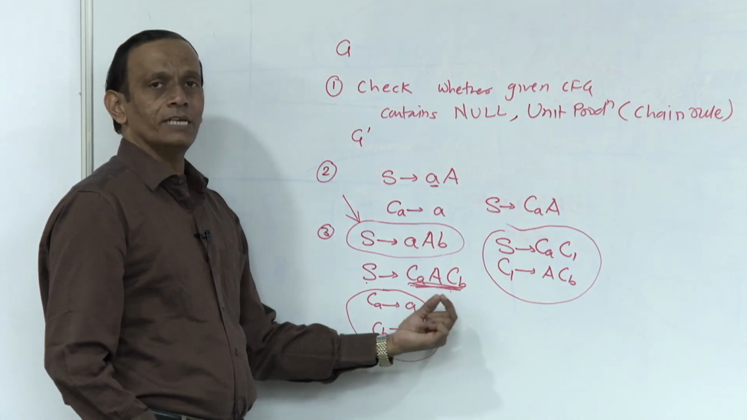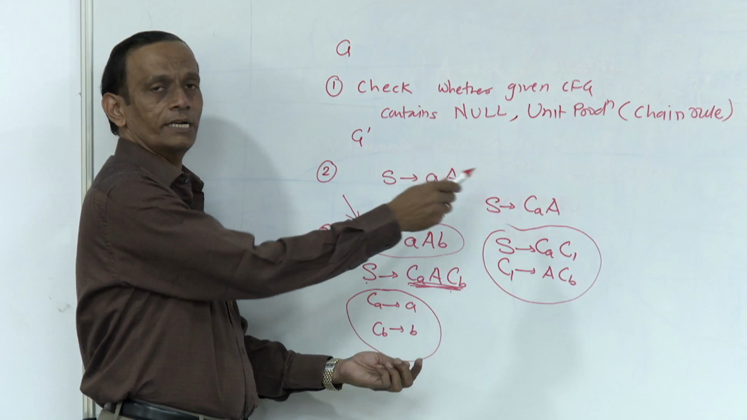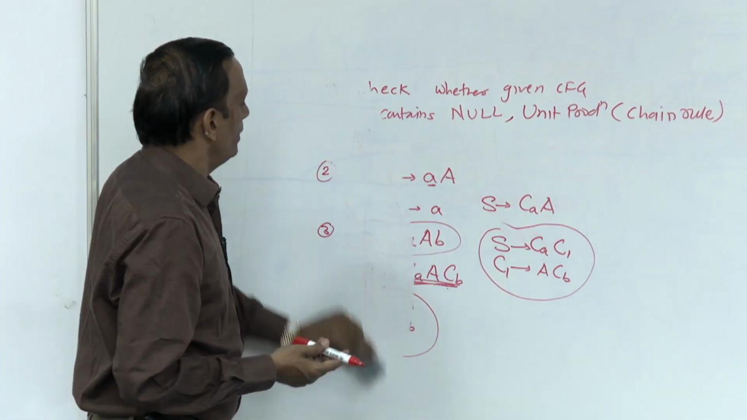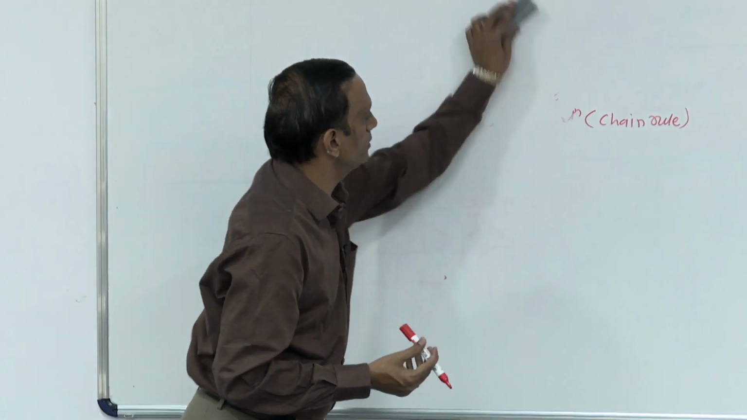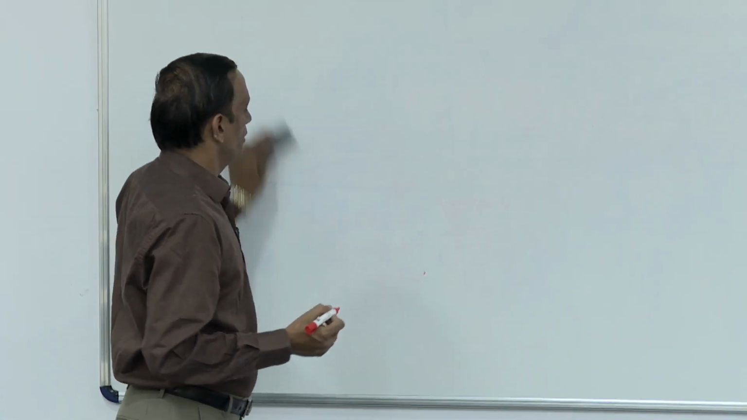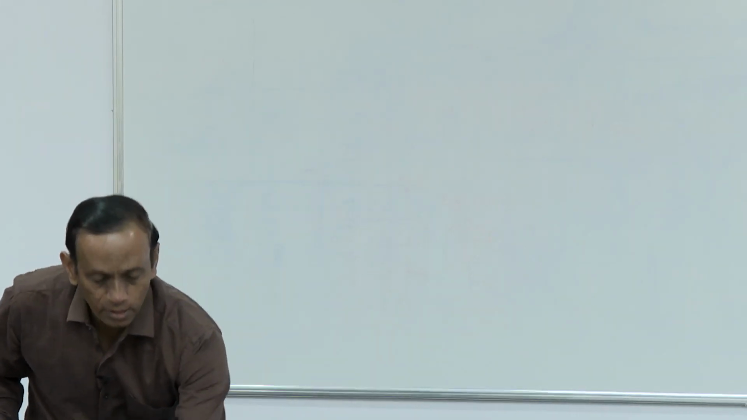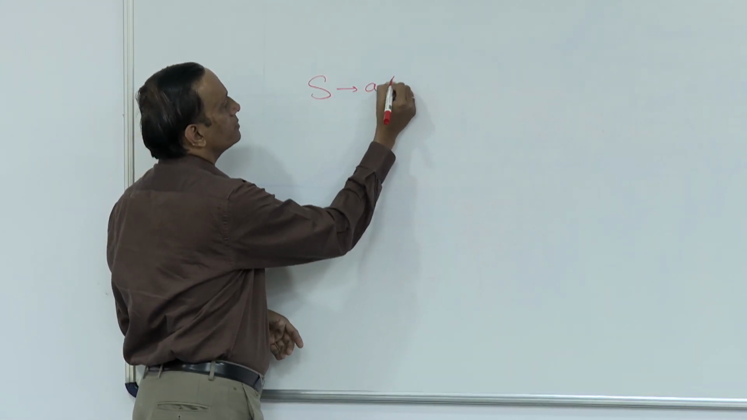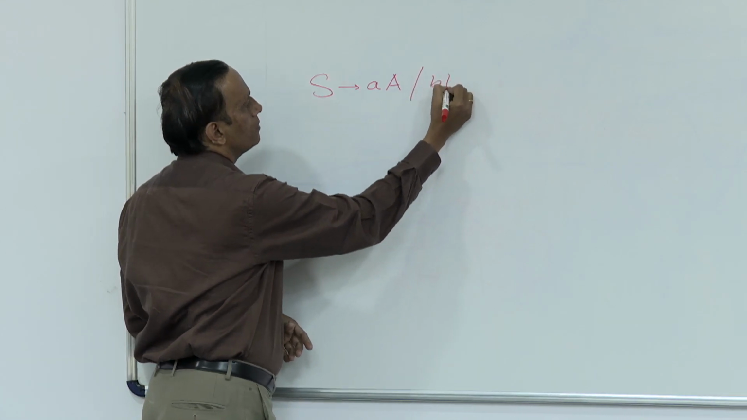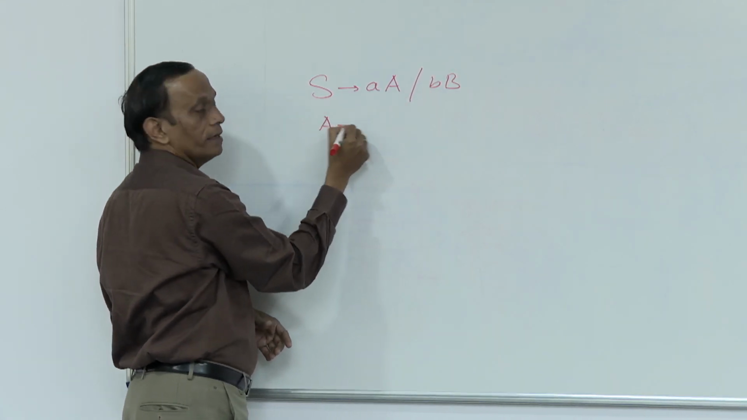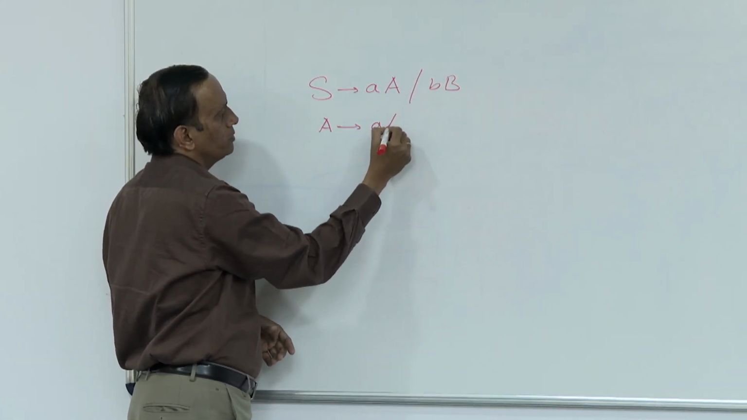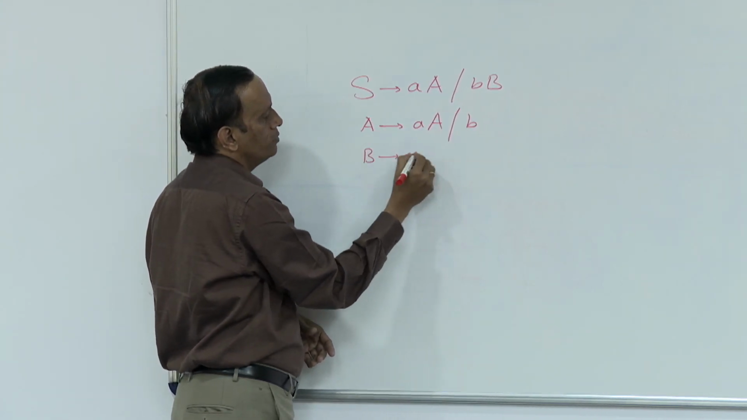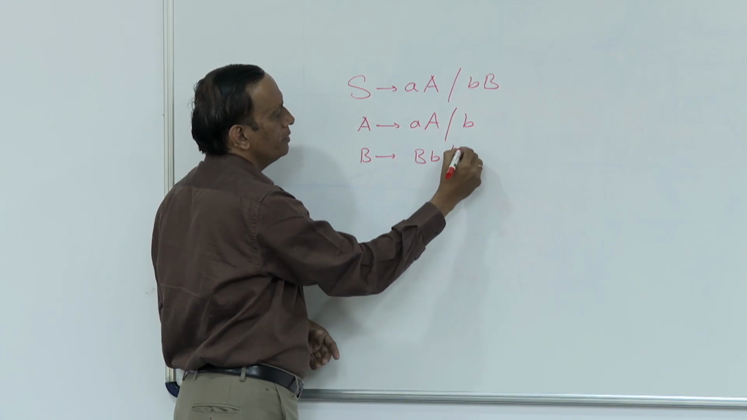So we will take one example now where we will see how exactly this is to be done. Let us say that we have been given some grammar which is a context-free grammar without null productions and without unit productions. Suppose I have been given a grammar like this: S gives AA or BB, A gives, suppose, AA or B, and B gives, suppose, BB and A.